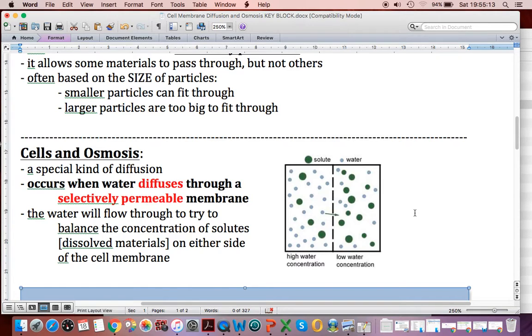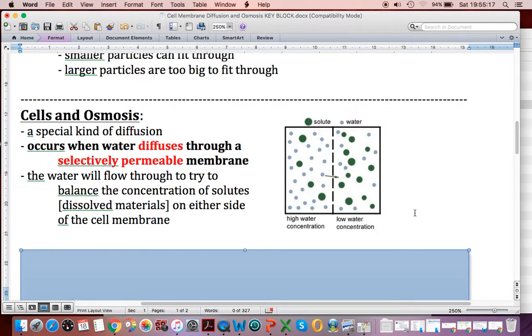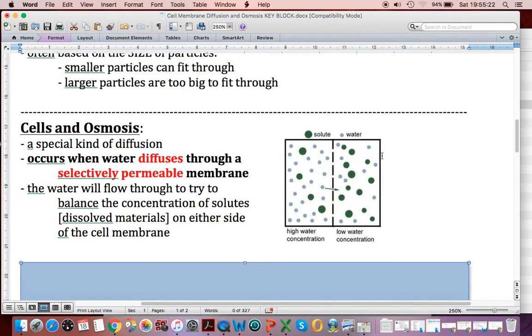That flow of water, that diffusion of water through the membrane, is called osmosis. So from this video, you should have some idea about diffusion and osmosis.